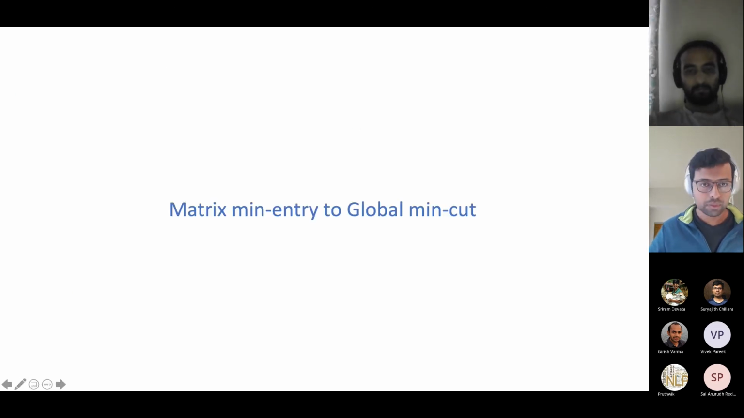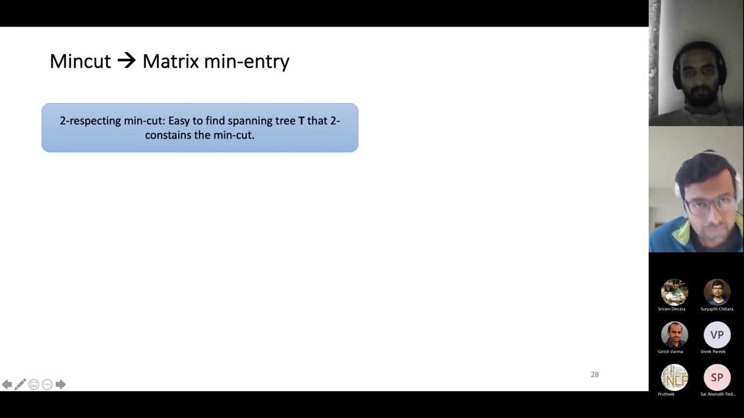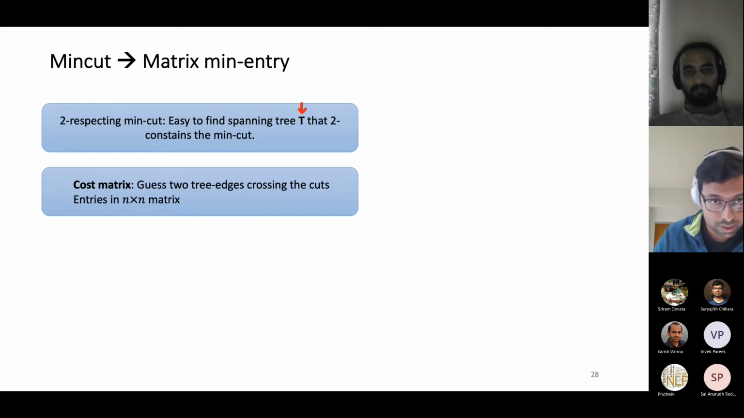Okay. Now let me connect this to the global minimum cut question, or actually the two respecting cut question. Let's just assume that we have to solve a global minimum cut, and somehow we can find a spanning tree T such that the minimum cut two respects that spanning tree. Let's say I give you that for granted, and I also provide you with the tree. How are we going to solve this?